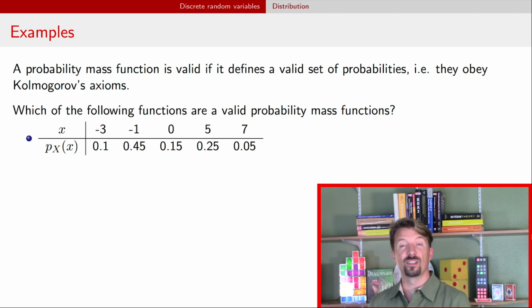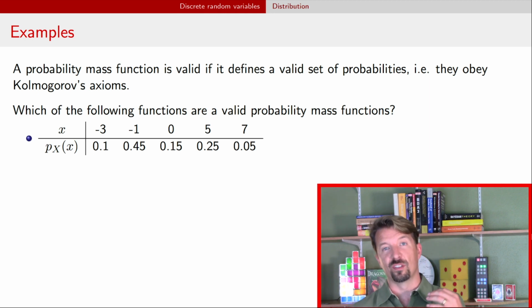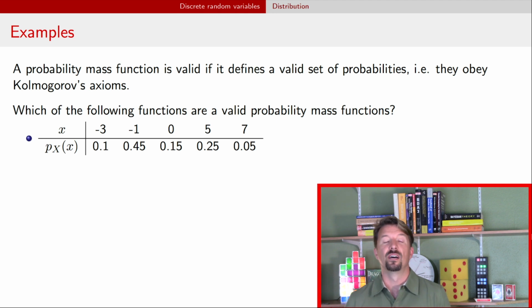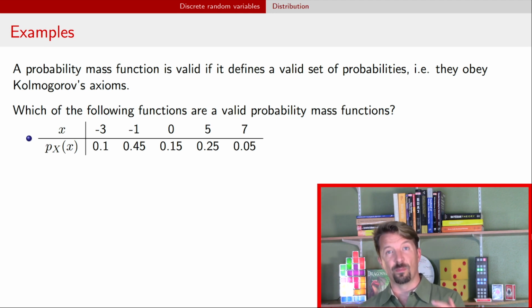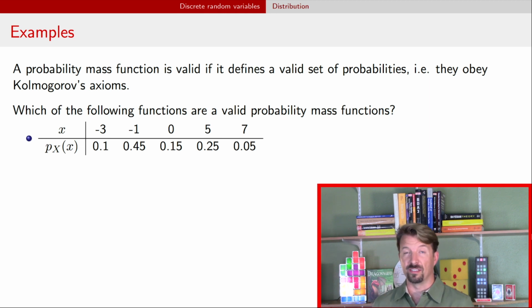With this particular example, yes, it's in fact valid, because those probabilities are all non-negative and they sum to 1. Note here that the values in the support of the random variable don't have to be positive. So -3 and -1 are totally reasonable. It's the probabilities themselves that have to be non-negative.